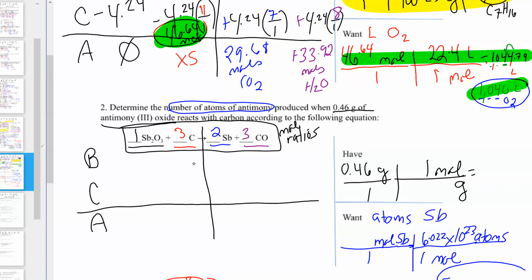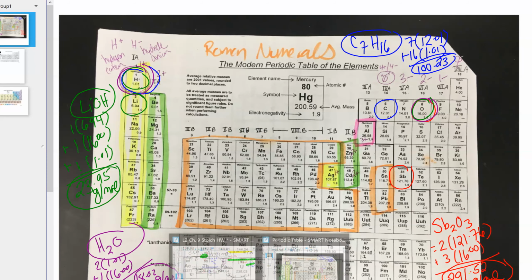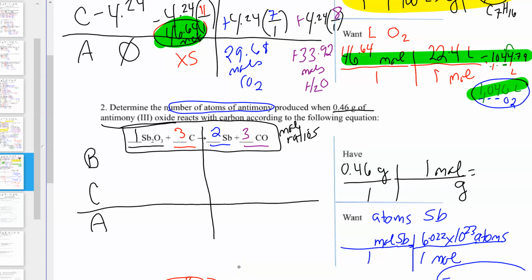So, Sb2O3. Let's go to our periodic table. Antimony's molar mass is 121.76. Oxygen is 16. So 2 of those, 3 of those. Add them all up. Check my math. 291.52. 291.52 grams per mole. Okay.